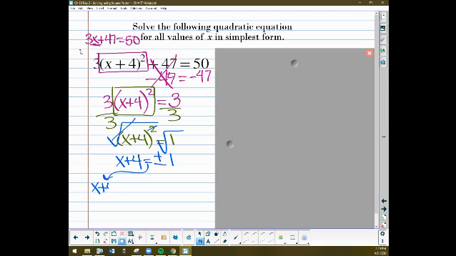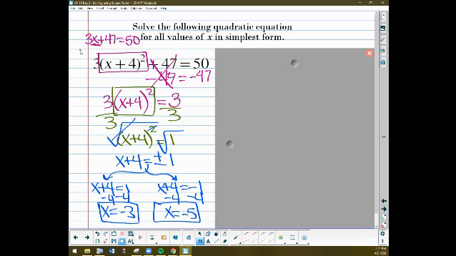Set up 2 equations. x plus 4 equals 1, and x plus 4 equals negative 1. Always set up 2 equations. Subtract 4 over here. My first x value is negative 3. 1 minus 4. My second x value, negative 1 minus 4 is negative 5. Okay, so negative 3 and negative 5.